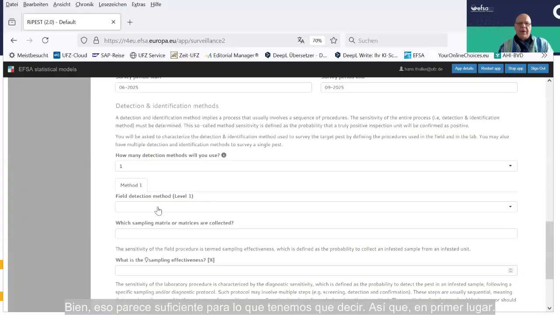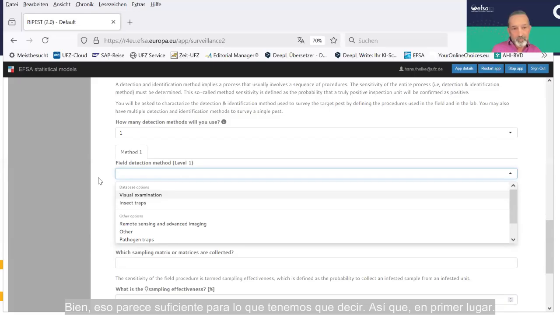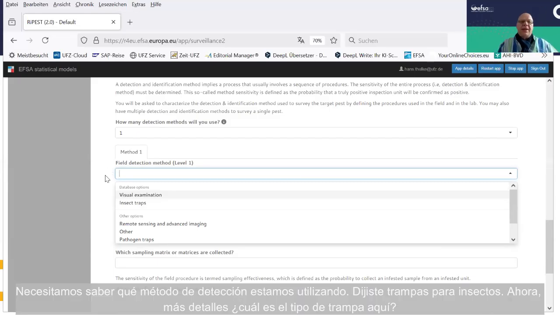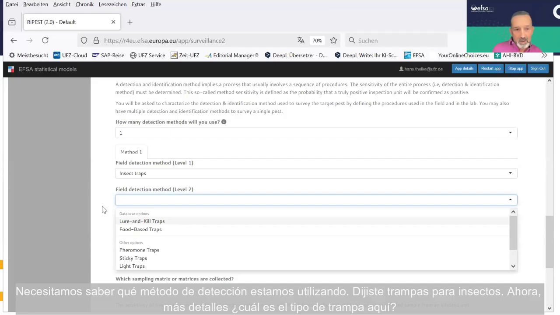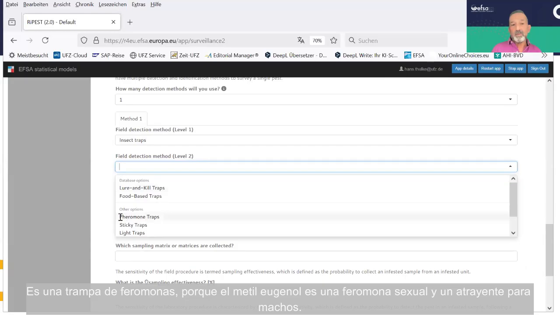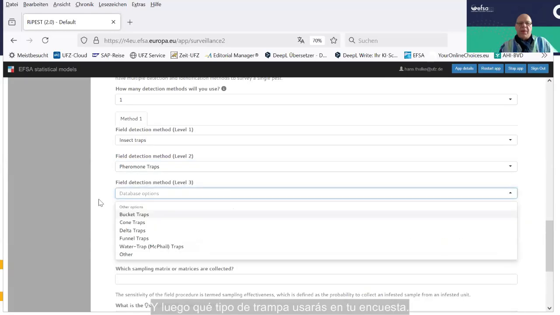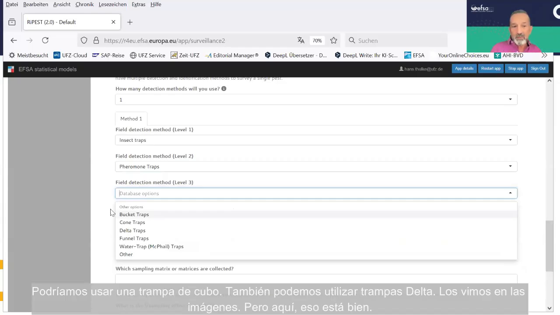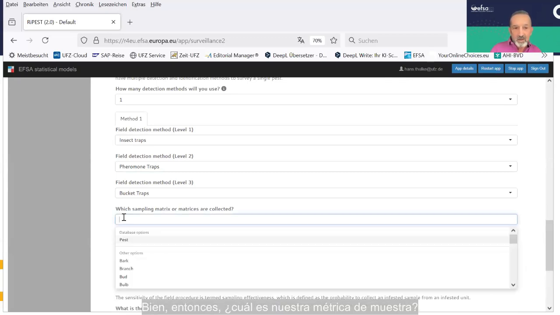Okay, that seems sufficient for what we need to say. So first of all, we need to know which detection method we are using. You said insect traps. Now, more details: what is the type of trap here? It's a pheromone trap because methyl eugenol is a sex pheromone, a male attractant. And then which trap type will you use in your survey? We could use bucket traps. We can also use delta traps. We saw them in the images, but here that's fine. Okay.